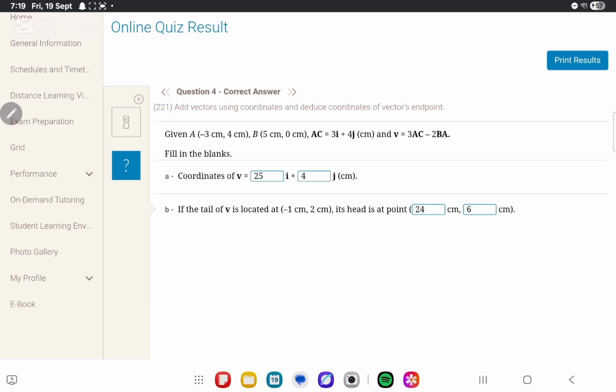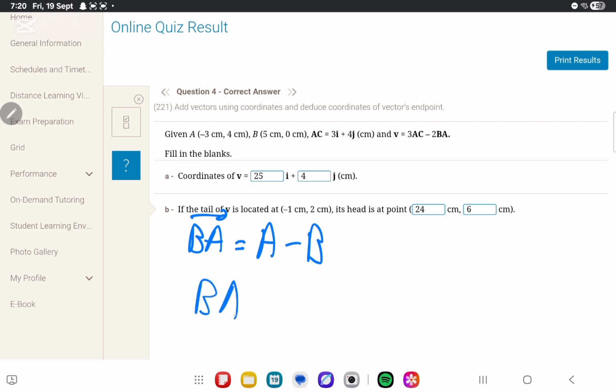Given A is this coordinate, B is this coordinate, AC is 3i plus 4j, and v is 3AC minus 2BA. So they want us to find the coordinates of vector v. However, we don't have BA, right? So how would we find BA? BA is going to be this. Vector BA is just going to be B minus A. Because remember, the formula for the vector is v equals the terminal point minus the initial point. So B is our terminal point, and terminal means the last point. Initial is obviously initial. So BA, or sorry, it's going to be A minus B.